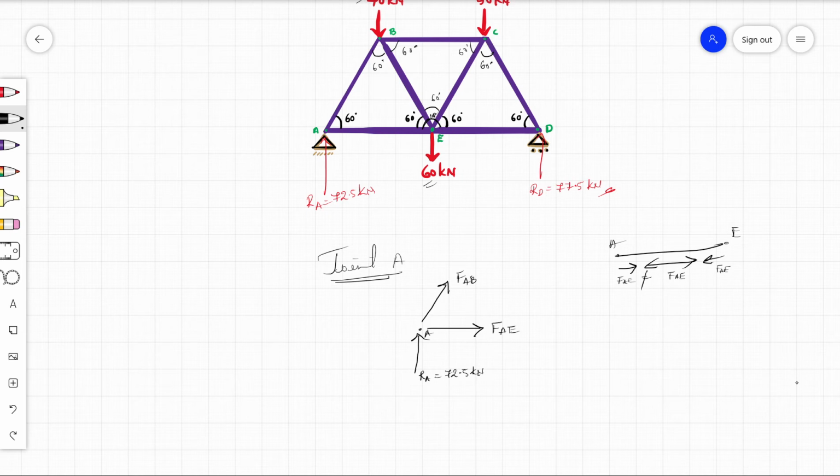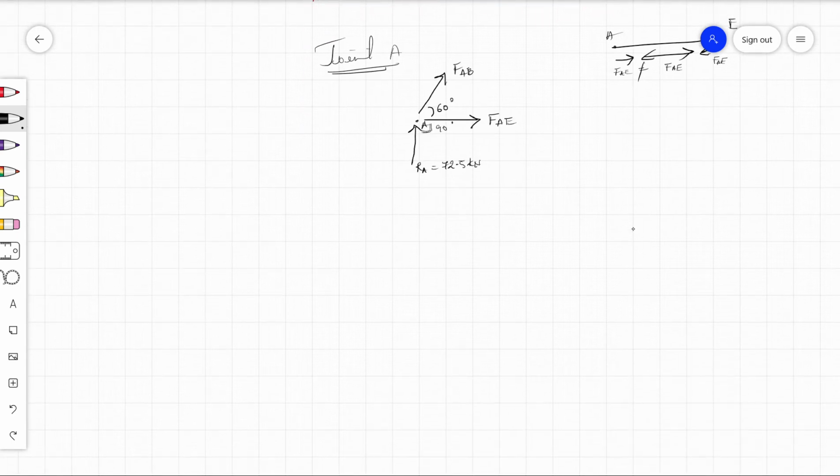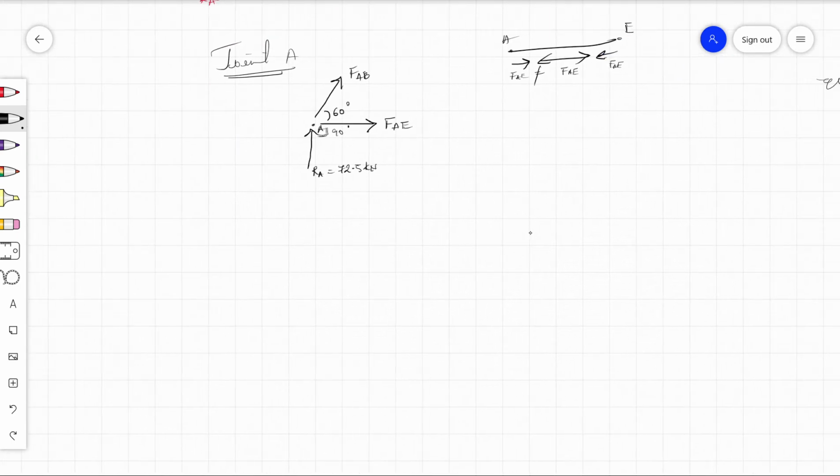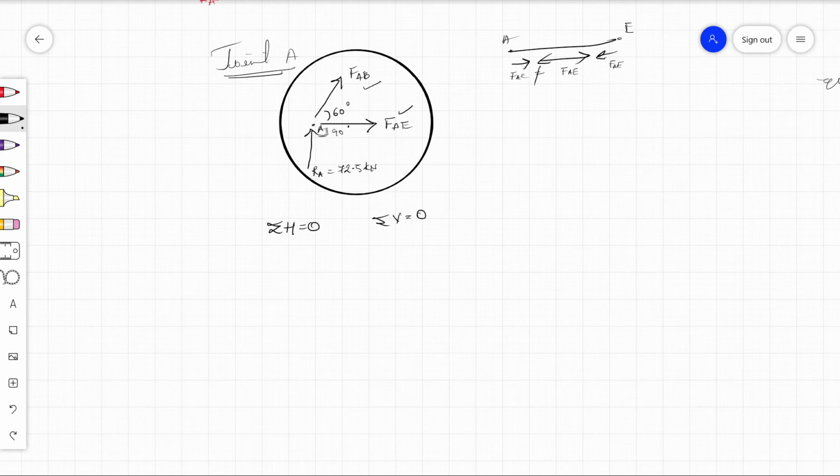Okay, this is for the joint, and we have to draw the angle 60 degrees, and this is 90 degrees. Now we are not looking at the truss diagram at all. We just look at this specific figure, and our aim is to find the value of FAE and FAB. That's it, nothing else. So what is the equilibrium equation? Summation of horizontal force is equal to 0 and summation of vertical force is equal to 0.